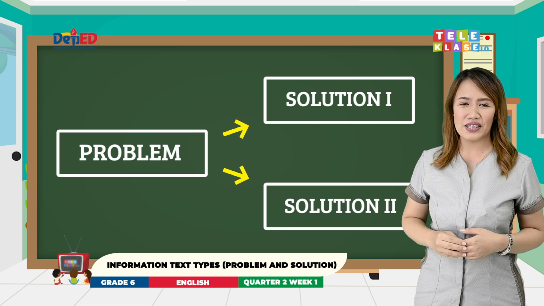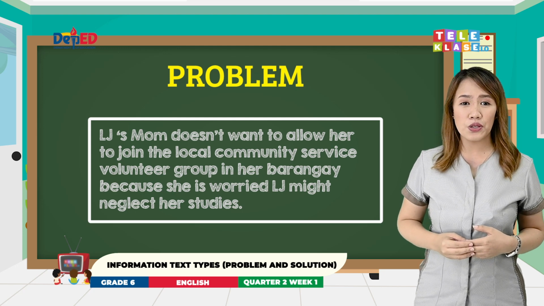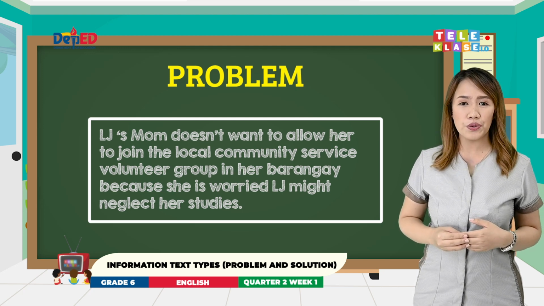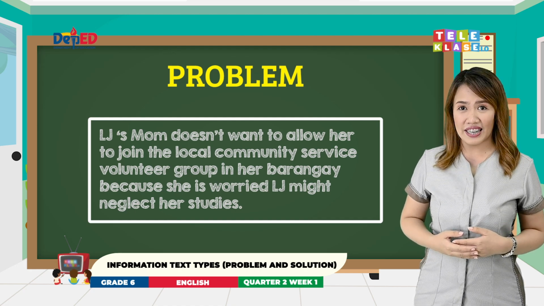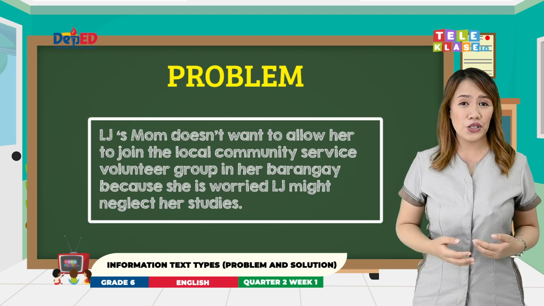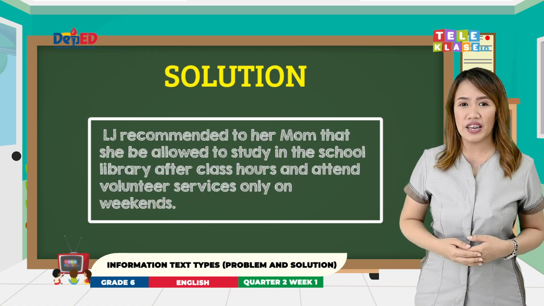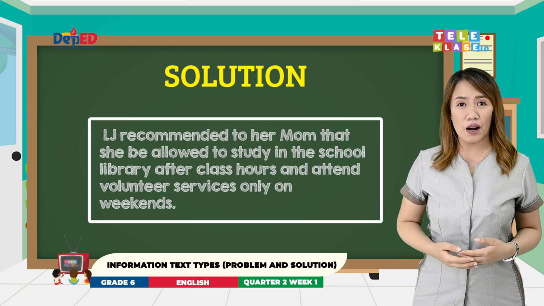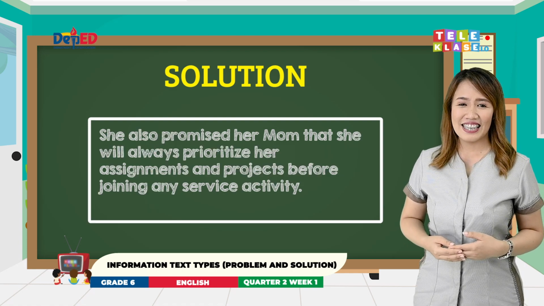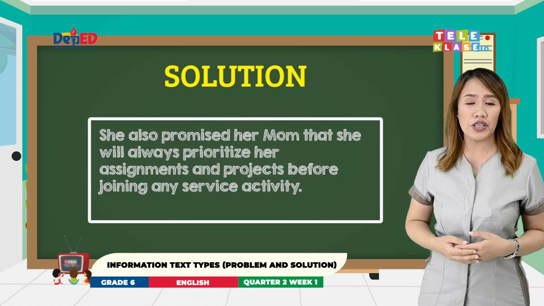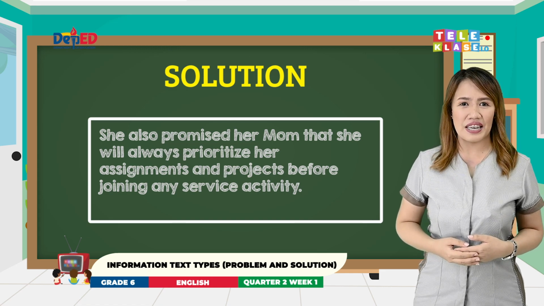Let us check your answers. The problem in the text is LJ's mom doesn't want to allow her to join the local community service volunteer group in her barangay because she is worried LJ might neglect her studies. And then the solutions are: LJ recommended to her mom that she be allowed to study in the school library after class hours and attend volunteer services only on weekends. She also promised her mom that she will always prioritize her assignments and projects before joining any service activity.